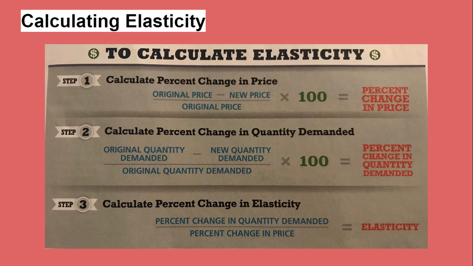How much are you buying continuously? That's your original quantity demanded. So, say you originally would buy 5 candy bars a day, and then your new quantity demanded, you're going to decrease that to maybe 1 or 2 because of the price change. And then you divide that by quantity demanded, original, and you multiply by 100, and then you get that percent change in quantity demanded.